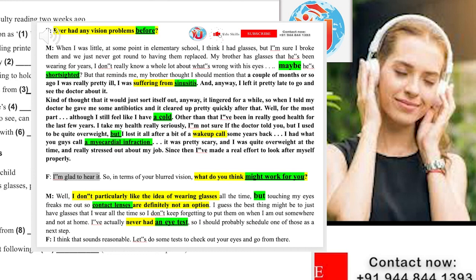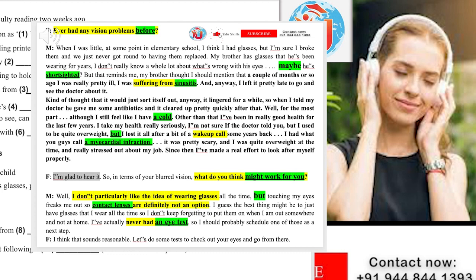Oh, but that reminds me. My brother thought I should mention that a couple of months or so ago I was pretty ill. I was suffering from sinusitis. And anyway, I left it pretty late to go and see the doctor about it. Kind of thought that it would just sort itself out. Anyway, it lingered for a while, so when I told my doctor, he gave me some antibiotics and it cleared up pretty quickly after that. Well, for the most part, although I still feel like I have a cold. Other than that, I've been in really good health for the last few years. I take my health really seriously.